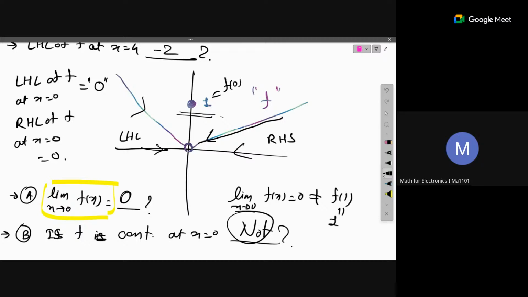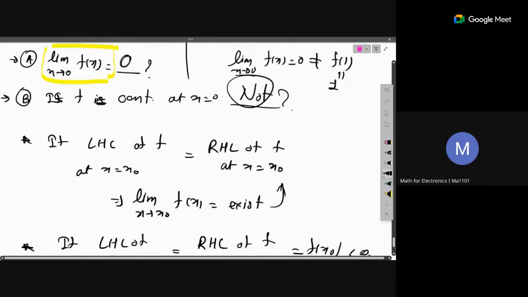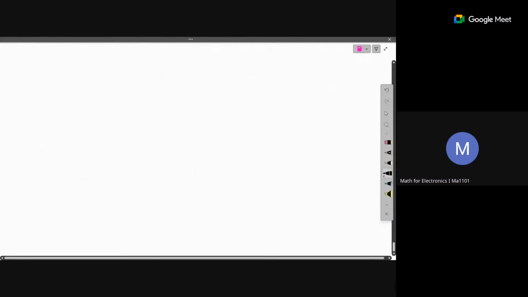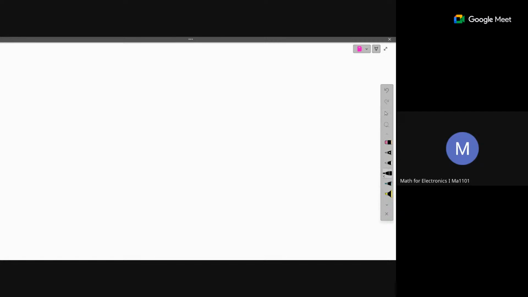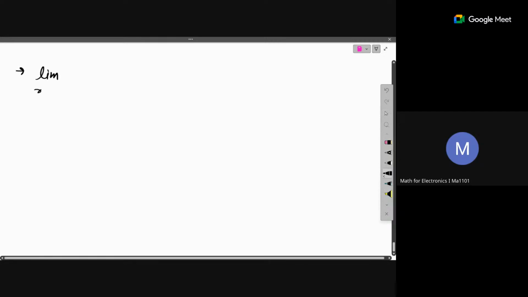Okay, fine. Now let's talk about the limit of some power functions. I think this is a little easy. The limit as x goes to 0 of x to the power 4. What will be the limit here? What will be the answer?